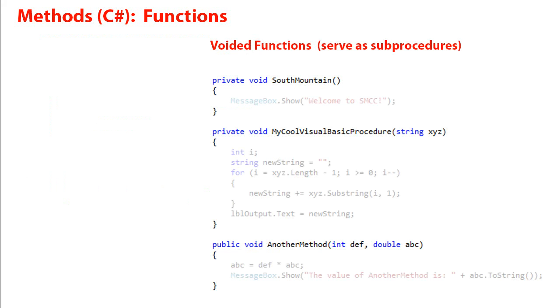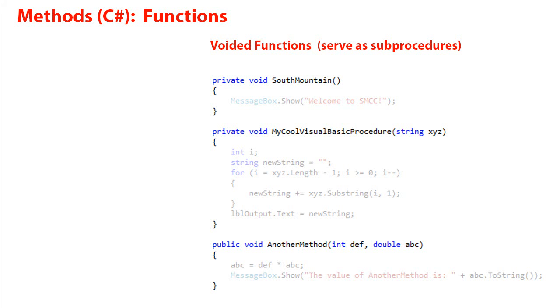So here's a couple examples of voided functions that operate as subprocedures like you may have seen in Visual Basic. So the first one here is private void SouthMountain. SouthMountain is the name, and there's nothing inside the parentheses as parameters. And all that little method does is show a message box saying welcome to SMCC.